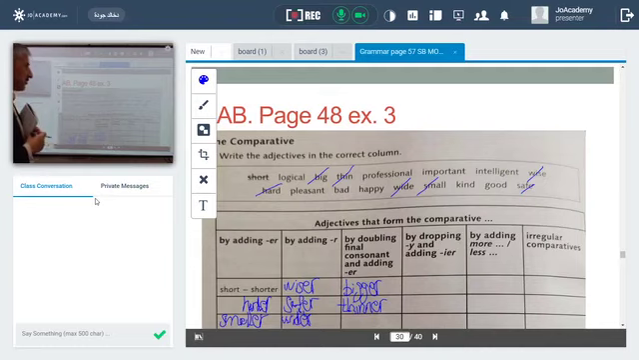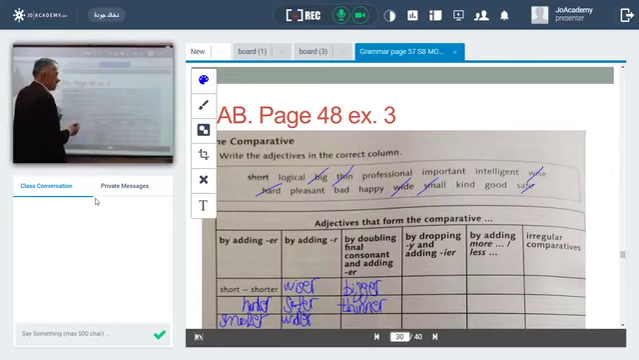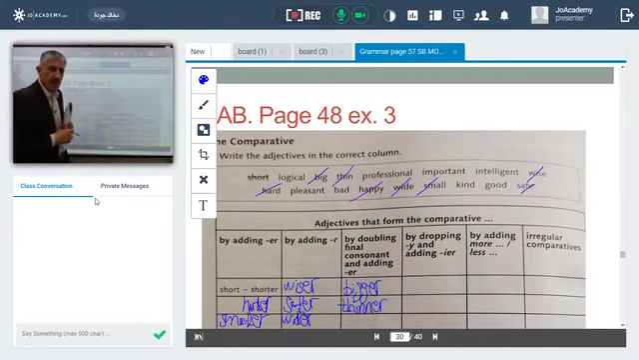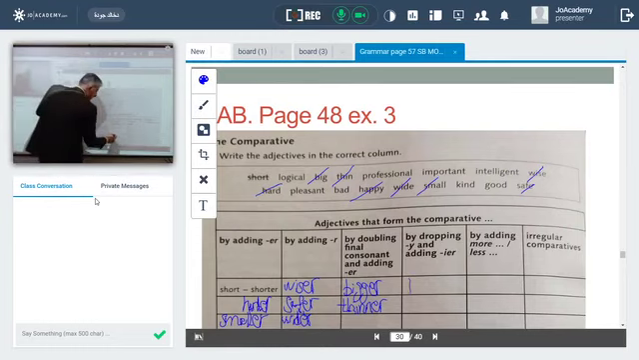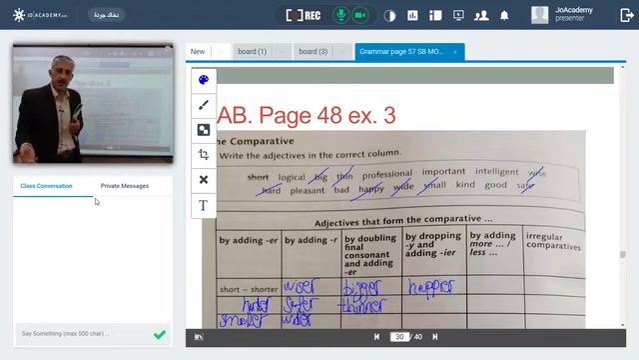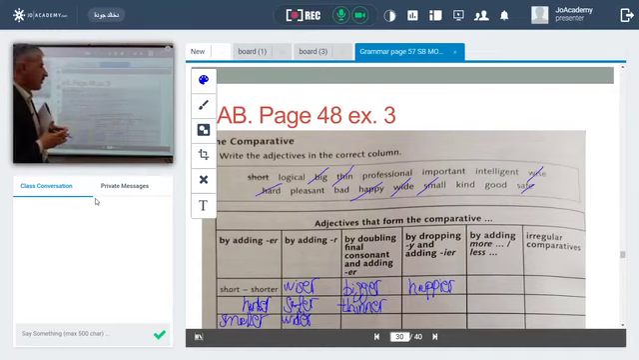So we need to see which one ends with Y. We have only the word happy. So we need to drop the Y, and in the place of Y, I will add I, then I will add ER. So it will become happier. Okay, so it became happier. Khalid is happier than Ali. Happier. Okay. Next, by adding more or less.